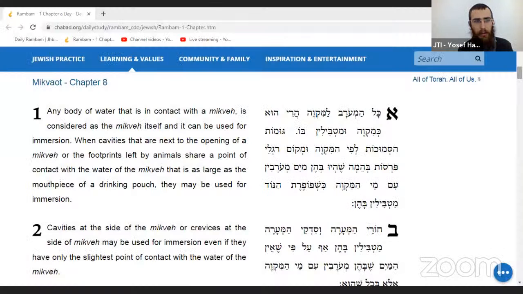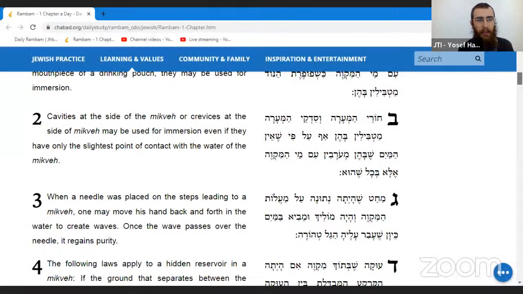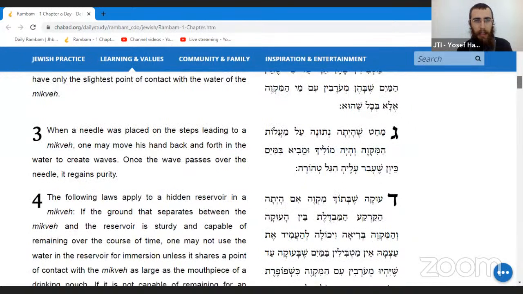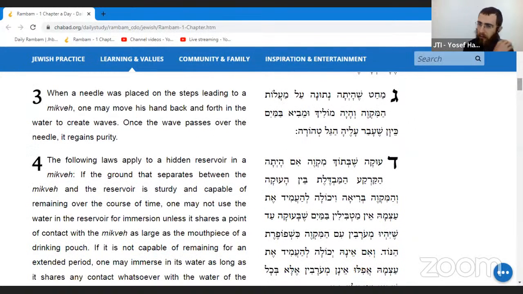Halacha number 2. Cavities at the side of the mikveh or crevices at the side of a mikveh may be used for immersion even if they have only the slightest point of contact with the water of the mikveh. Even if there's just a slight perforation going from the rainwater to this other cavity of water on its side, then that side pool can also be used for toveling, for dipping.